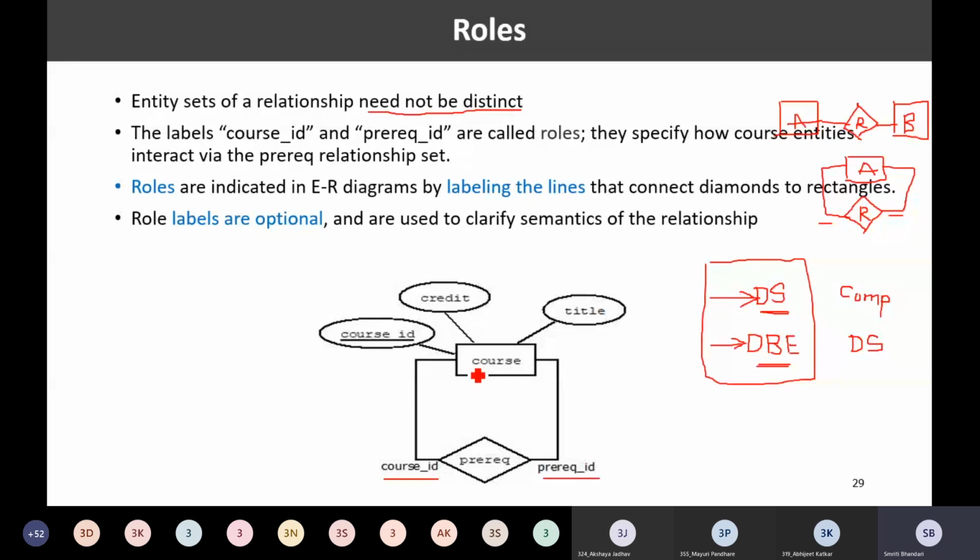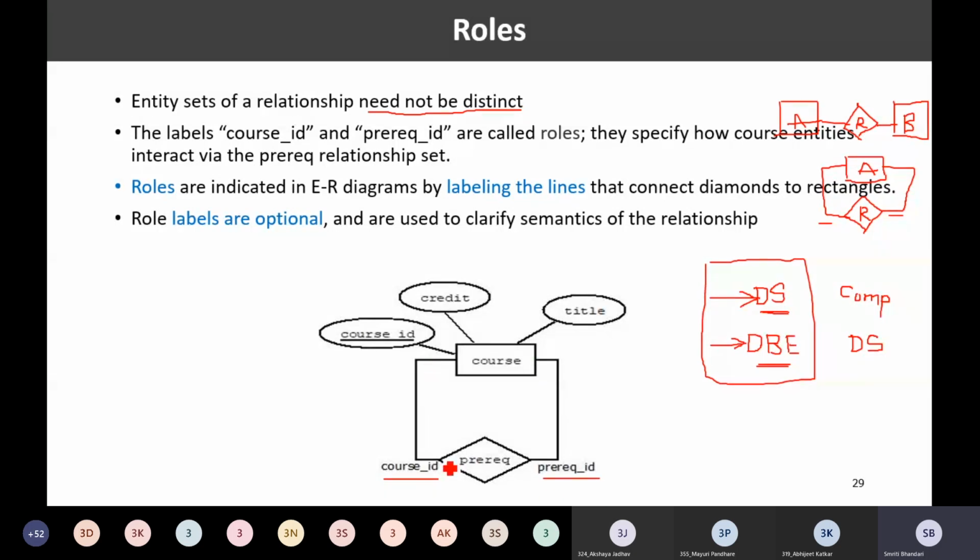So how is this course participating in this relationship? Once it is participating as the course, and at the other time it is participating as the prerequisite for that course, right? In fact, these labels are optional, but we provide these labels for the roles because we would like to clarify the semantics of the relationship. So these labels actually help us to clarify the semantics, the meaning.